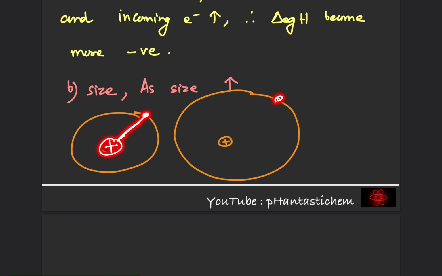So here this was the distance. Now for a bigger atom, this is the distance. Okay, therefore the force of attraction between nucleus and incoming electron decreases. So here the electron that you are adding will receive more attraction. Here the electron that you are adding, since it is far away from the nucleus, will receive less attraction, or you can say the force of attraction between nucleus and incoming electron decreases. So therefore, electron gain enthalpy becomes less negative. So therefore, as size increases, delta EGH becomes less negative.